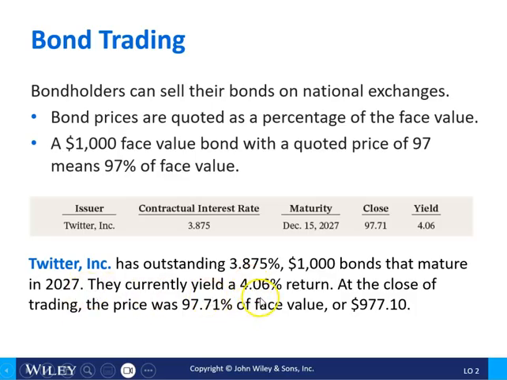They currently yield 4.06% return. That's what this yield means. At the close of trading, the price was 97.71% of face value, or $977.10. So you could pay $977.10 with a promise to get paid $1,000 on December 15th, 2027, plus interest between the date you buy that and the maturity date at 3.875% annually.